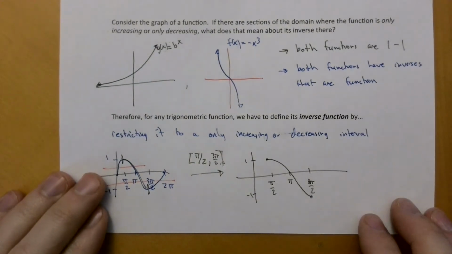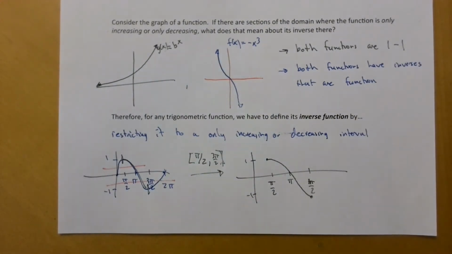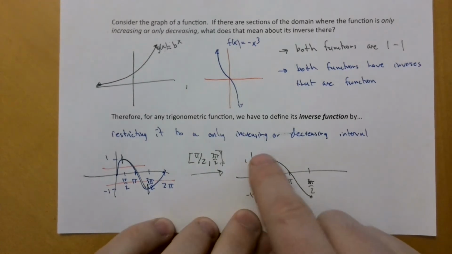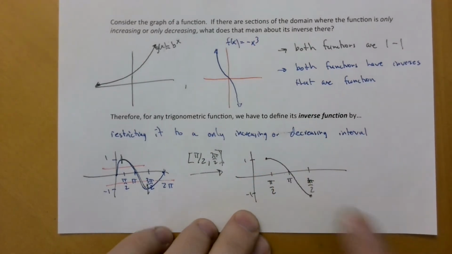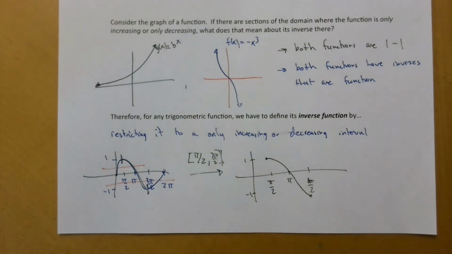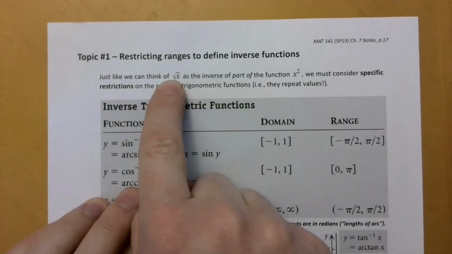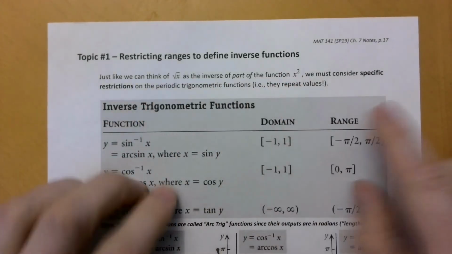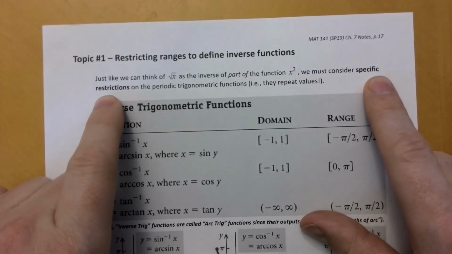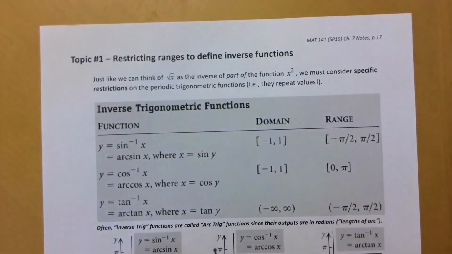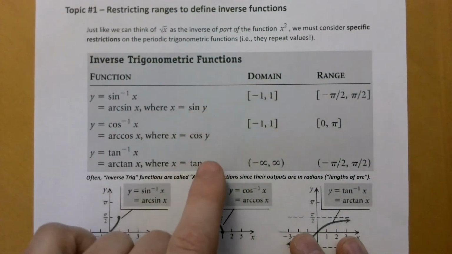So that's going to be our goal, is figuring out what are the restrictions for each of the 6 trig functions that get us an interval over which the function is either only increasing or only decreasing. This interval I chose was just decreasing. And mathematicians are actually quite clever about how they choose them. So here it is. This is just a reminder, just like we think of square root of x as the inverse part of the function x squared, we must consider specific restrictions on the periodic trigonometric functions because they repeat values. So here are the restrictions.